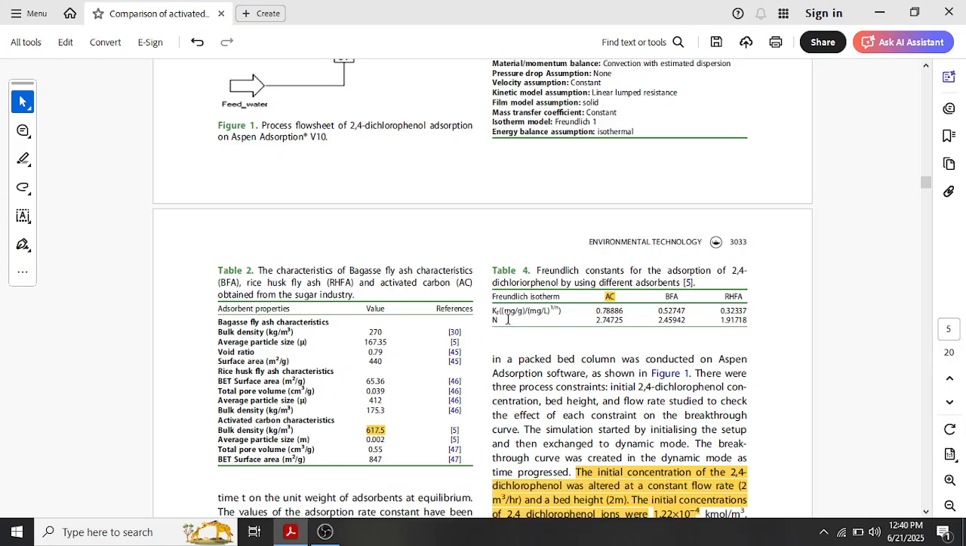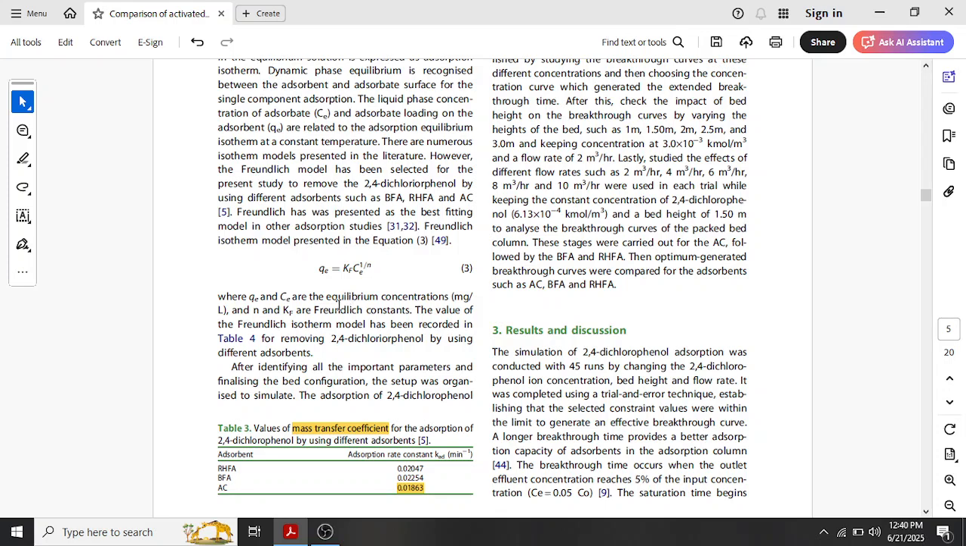We will use the isotherm in this Aspen Adsorption. We will use the Freundlich isotherm in this case, because we can use other isotherms depending on your experiment. So if you perform an experiment in the lab and you know that your lab experiment follows the Langmuir, you can use the Langmuir isotherm. But here we will use the Freundlich isotherm, and this is the Freundlich isotherm.